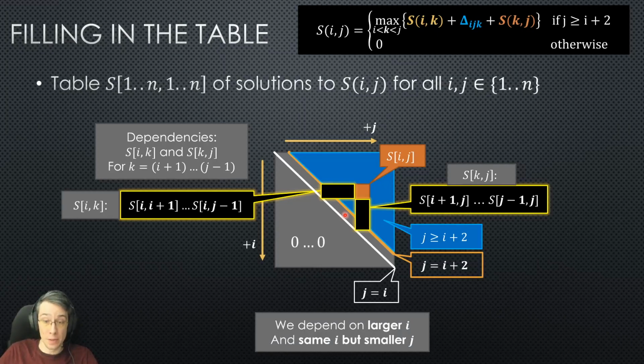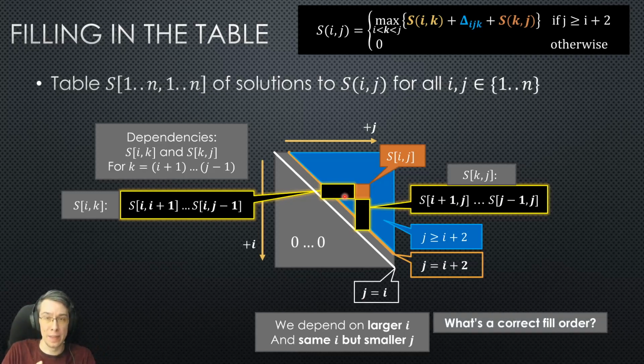Looking at this diagram, everything in this black box has a larger i value than the red box, right? This is all S of something greater than i, comma j. So we depend on things with larger i values, and we depend on things with the same i value but with smaller j values. That's what this diagram is telling us. Larger i, or same i but smaller j. So what's a correct fill order that will respect the constraint that when we compute ij, everything we depend on has already been computed? I'll give you a second to think about that, so you can pause and figure that out.